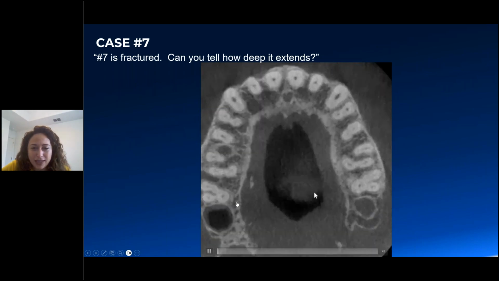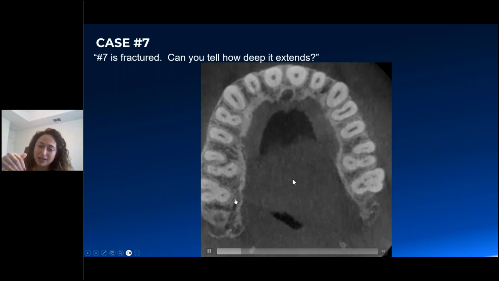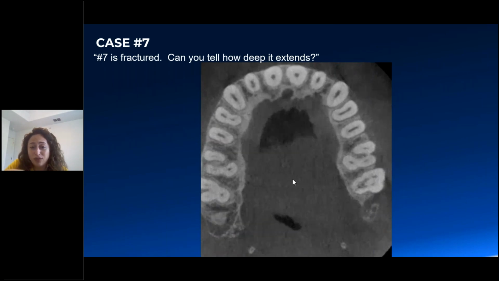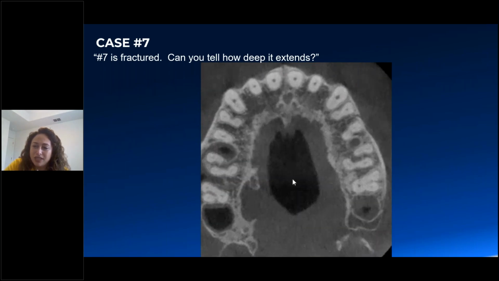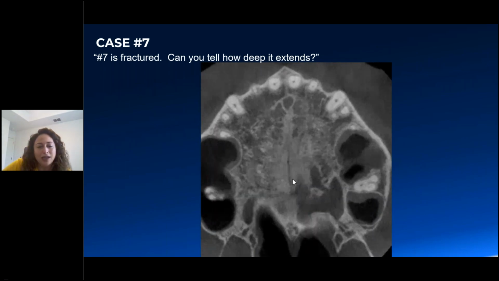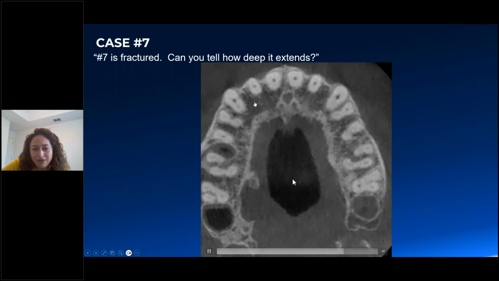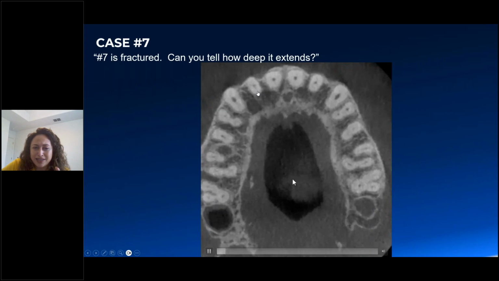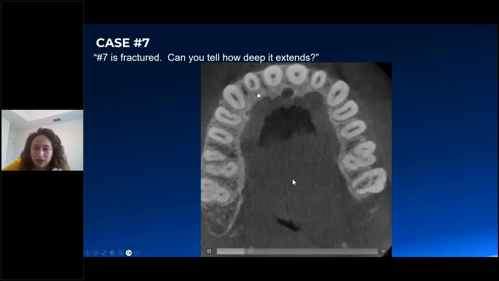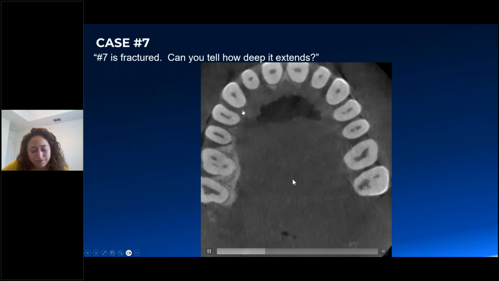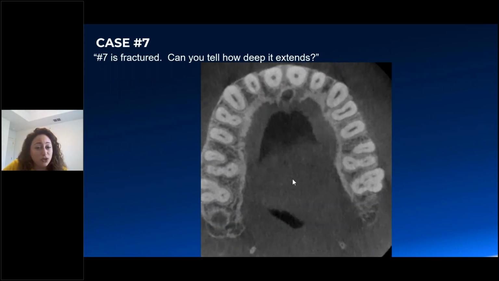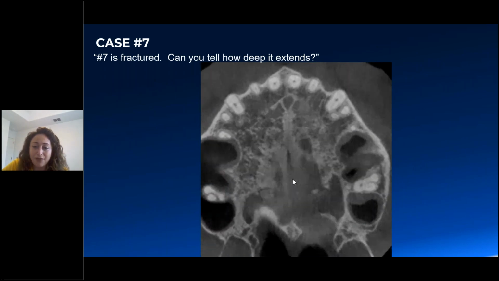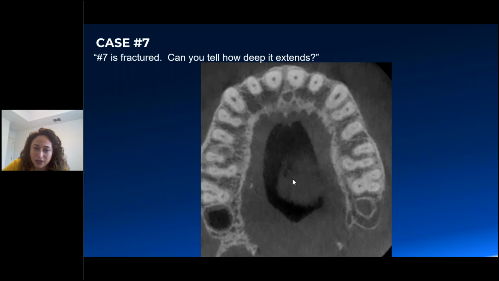Now, if we look at this scan, I'm just scrolling on axial view of the maxilla, and the clinical note that I got was, I know tooth number 7 is fractured, but how deep can that fracture extend? If we look at tooth number 7, yes, we can see there's something abnormal on the palatal aspect, but this is not really a fracture. And the last part that we're going to talk about, the systematic interpretation, will really enforce us looking at every tooth and not just the area of interest.